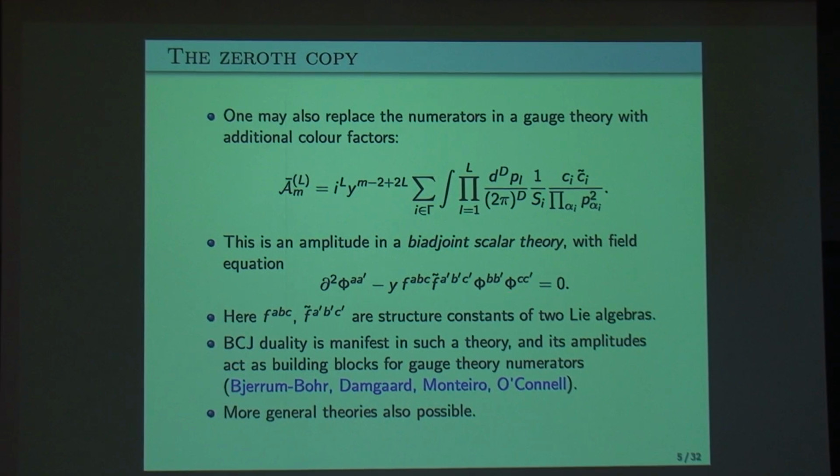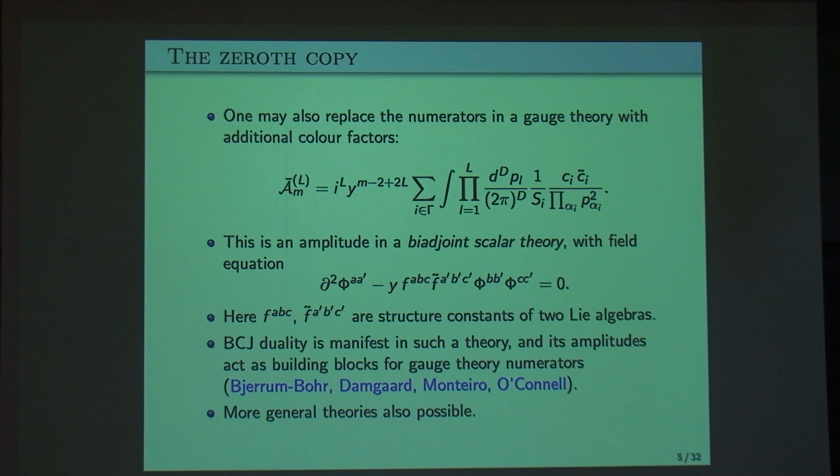And the full field equation of this has an interaction term, a nonlinear term, which involves manifestly a product of structure constants, where those are different structure constants, so they're in the two different algebras representing these different kinds of colour charge, if you like. So that would come from a cubic term in the Lagrangian, so this is a cubic theory.